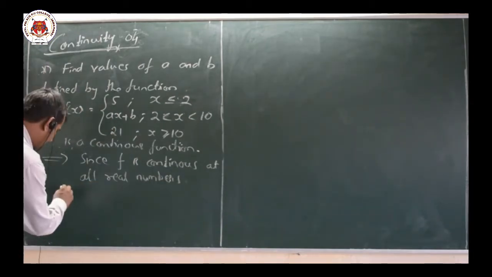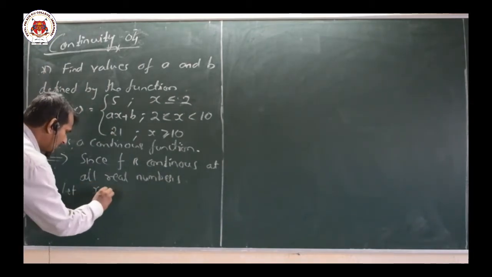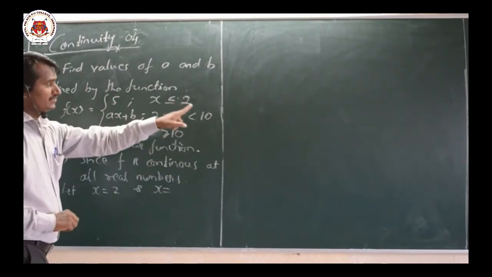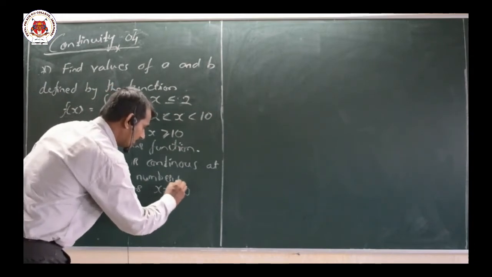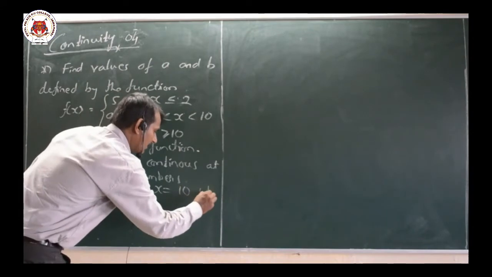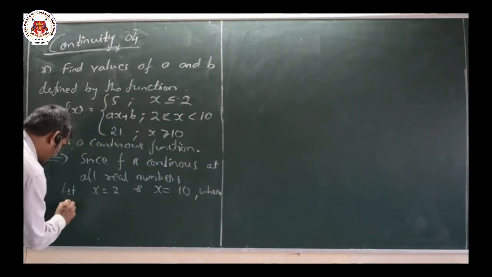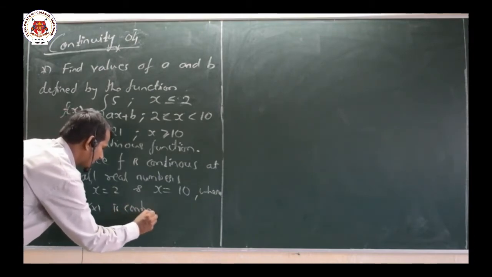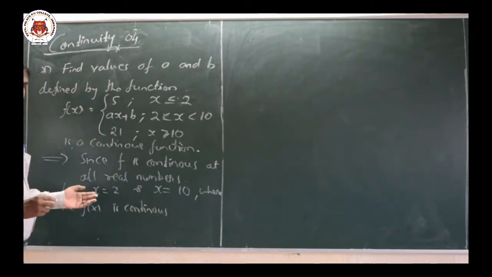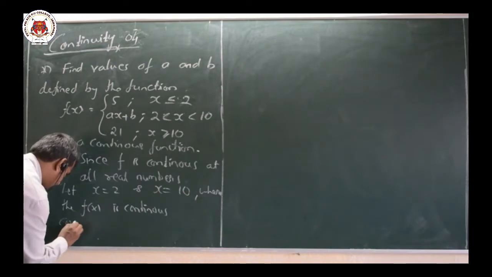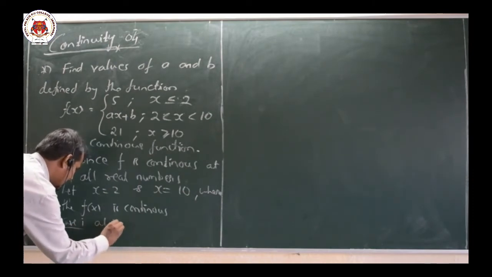Now here let x equal to 2, and we shall take another value, x equal to 10, where the function f of x is continuous. Now there are two cases. We shall check f of x at x equal to 2, that is case 1, at x equal to 2.